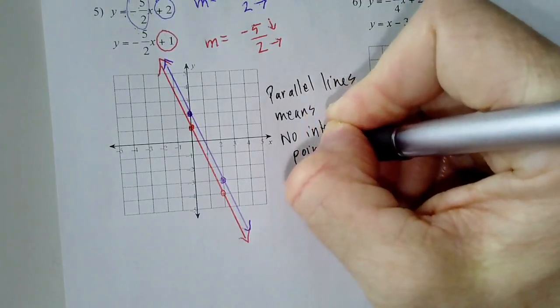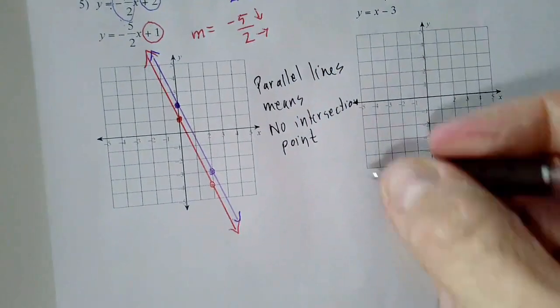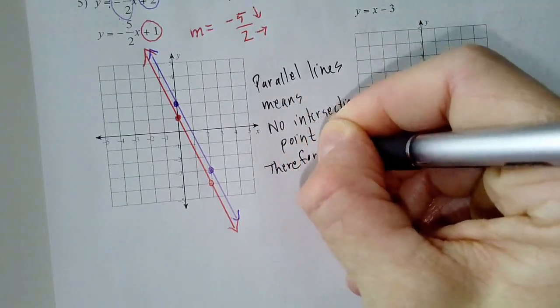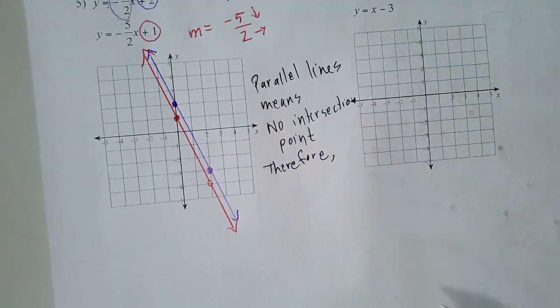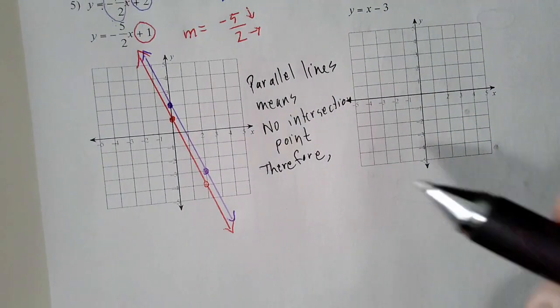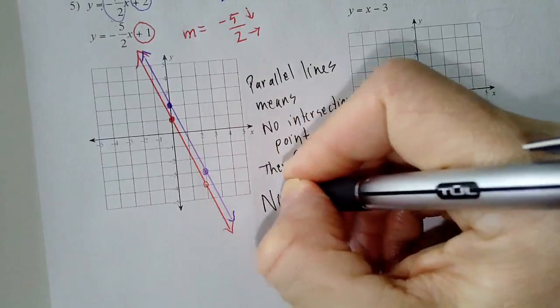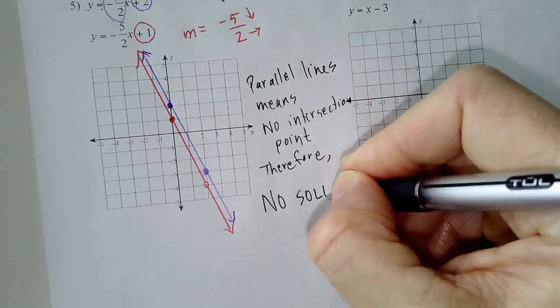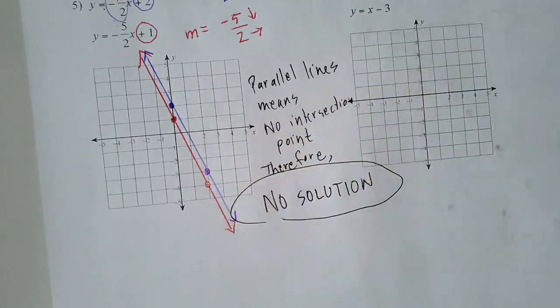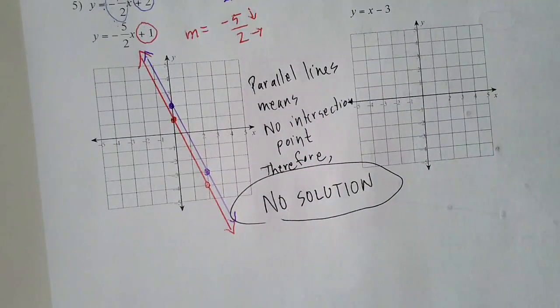So you can write this off to the side. These are just notes. So what are you going to put? Everything I just wrote right there is just notes for you so you can understand why there is no solution. Therefore, and here's what you would write: no solution. Because there's no intersection point. That's the answer. Okay?